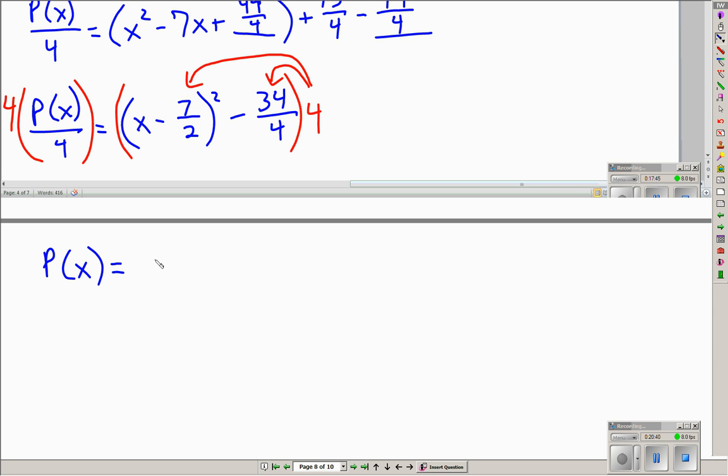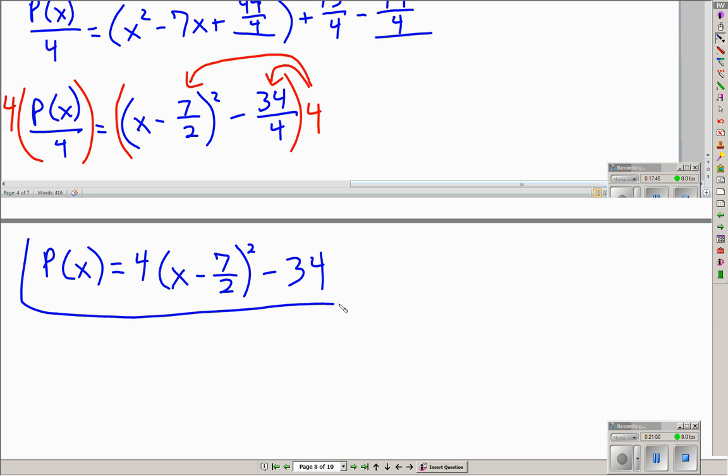On the right, 4 times the quantity is 4 times x minus 7/2 squared. Don't distribute there. And then 4 times negative 34/4. Well, the 4's cancel, leaving a negative 34. And that's all we have. Nothing else will reduce. It is in simplest form, and we are done. Just remember, you got to rewrite with the blanks, and the number that completes the square is half of b squared.